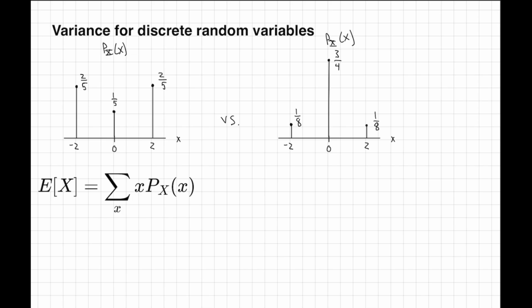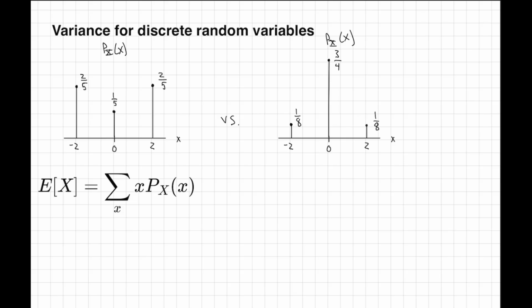Hello guys, in this video I want to discuss variance for discrete random variables. And to motivate this conversation, let's first find the expected value of these random variables given these probability distributions. So remember, the expected value is computed as the summation over all x of x multiplied by the probability mass function. And this is essentially a weighted sum.